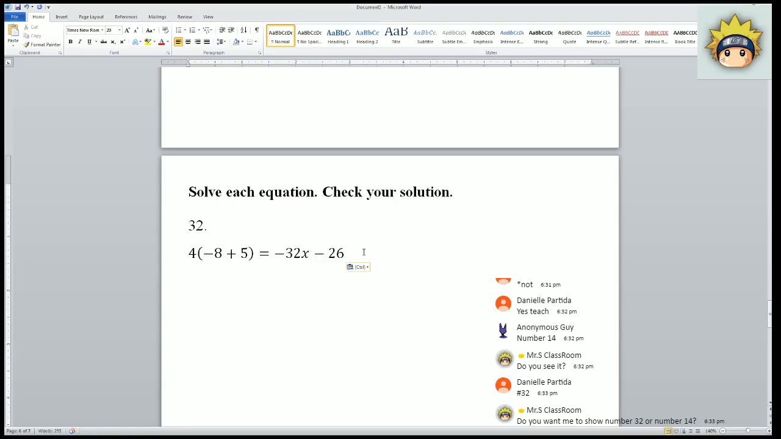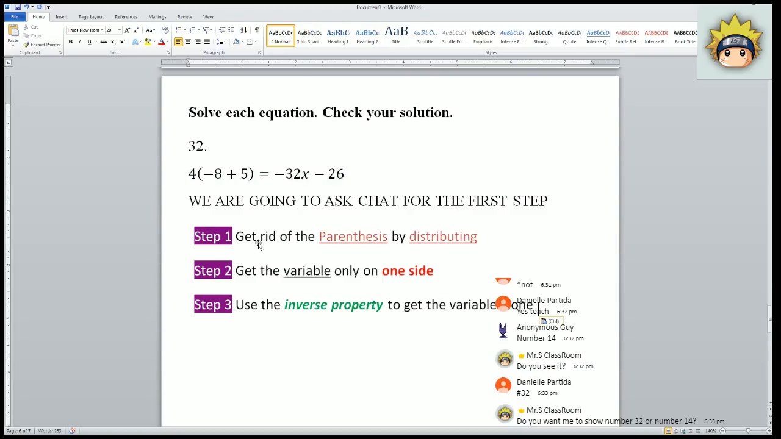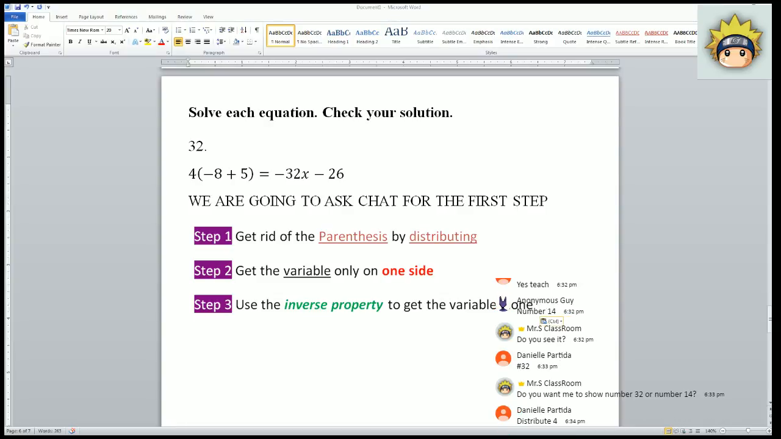Alright, chat, there are 5 people, so we are going to ask chat for the first step. What is my first step, besides rewriting the equation? I already rewrote it. What is my first step here? Let's get some answers, chat. I want to hear some answers.